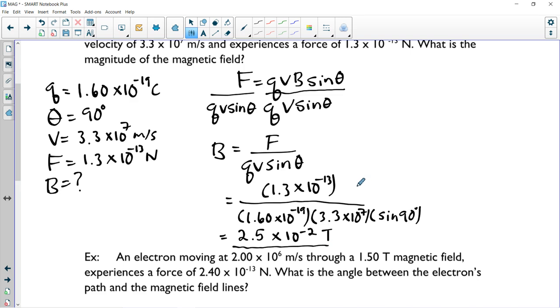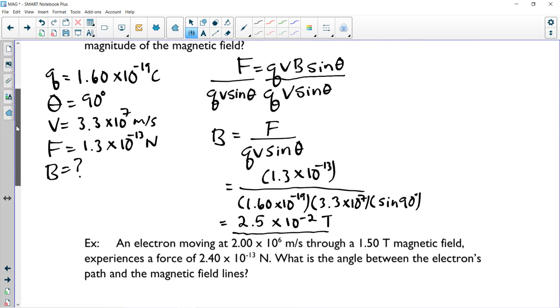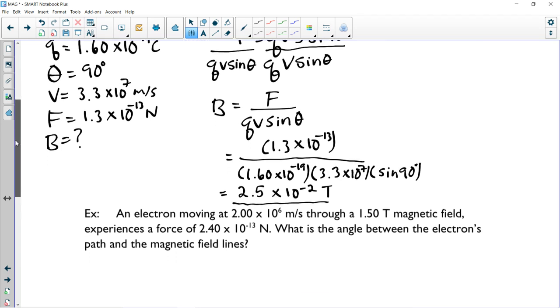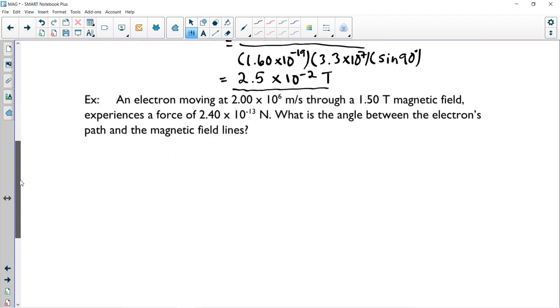So that's a good first example of solving for the magnetic field, and really solving for V is much the same. It just changes a little bit how the formula looks. So I'll do an example now of solving for theta, finding the angle. All right, so let's have a look at this one.